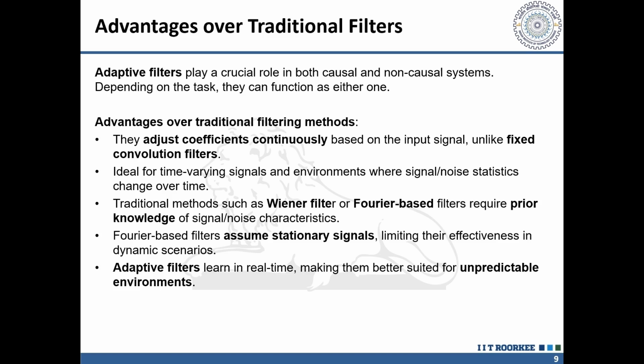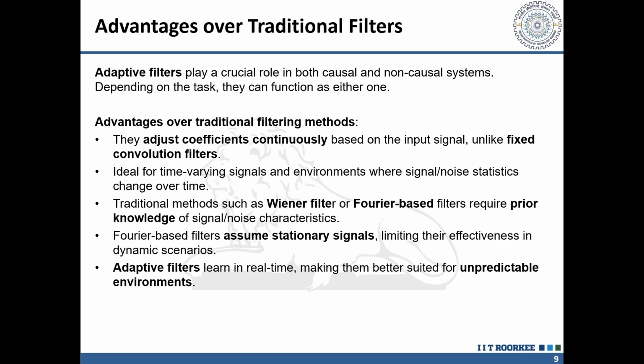What advantages do adaptive filters offer over traditional filters? Well, adaptive filters play a crucial role in both causal and non-causal systems. In real-time applications, they function as causal systems, and in tasks like smoothing, they operate as non-causal systems, providing flexibility in signal processing. Some advantages over traditional filtering methods include that adaptive filters adjust their coefficients continuously based on the input signal, making them ideal for handling time-varying signals, unlike most fixed convolution filters.